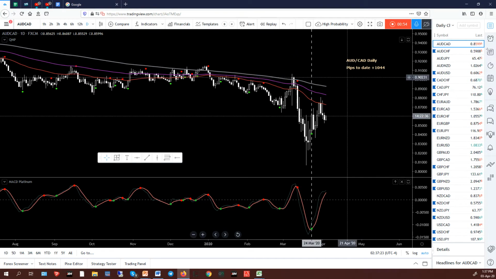AusCAD. This is my pips to date, which is available through my shared spreadsheet that everyone's got access to. There'll be a link in the video description to that shared spreadsheet. Every trade I call, I post in there and do the screenshots, etc., on the Facebook group and the Telegram group. So it's all transparent as I can get it.